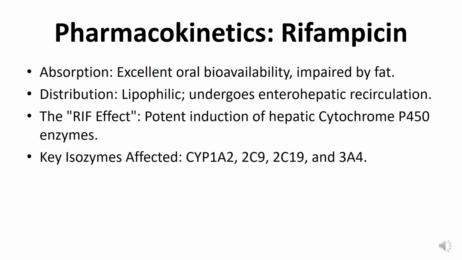Now let's focus on rifampicin and explore what happens to this important drug after it enters the body. Rifampicin is one of the most powerful medications in the anti-tuberculosis arsenal. Its effectiveness is due not only to its mechanism of action, but also to its favorable pharmacokinetic properties. Let's begin with absorption. Rifampicin has excellent oral bioavailability. This means that a large proportion of the drug is absorbed into the bloodstream after it is taken by mouth. Under ideal conditions, absorption is efficient and reliable.